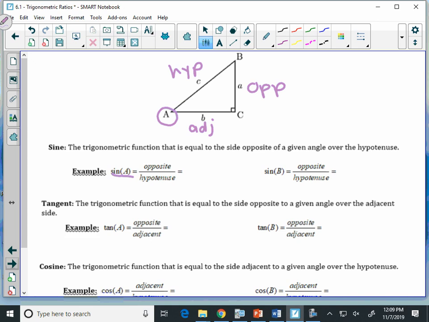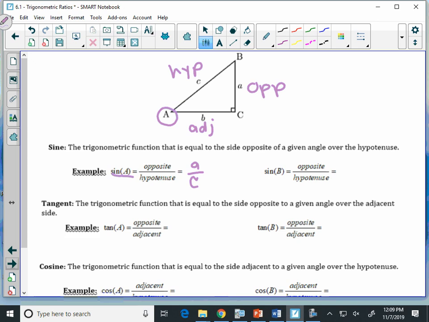The sine ratio is the opposite over the hypotenuse. So what did we say our opposite side is? What little letter? A. What's our hypotenuse? C. So the ratio for sine of angle A is just A over C.